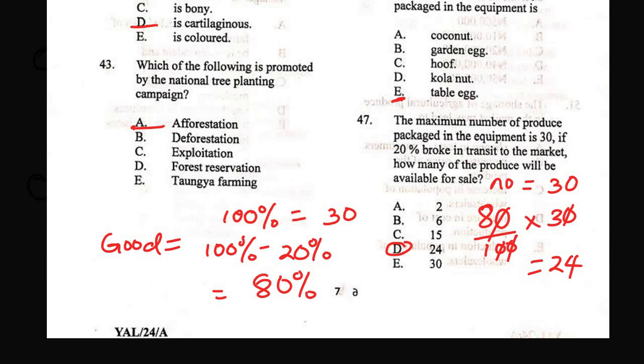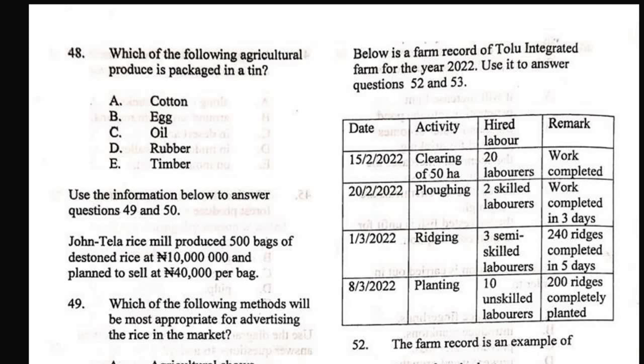Alright, now question 48 says, which of the following agricultural produce is packaged in a tin? A. Cotton, B. Egg, C. Oil, D. Rubber, E. Timber. So the right answer is C. Oil is packaged in a tin.